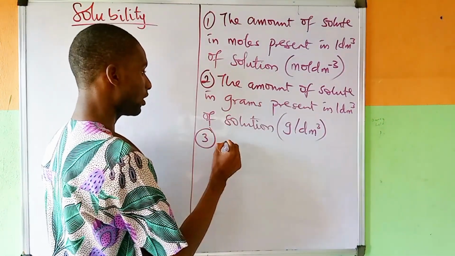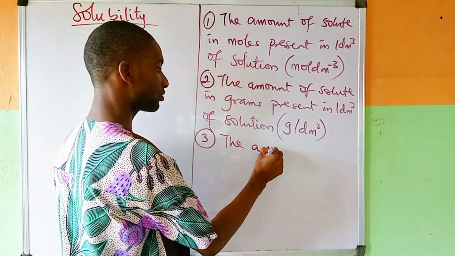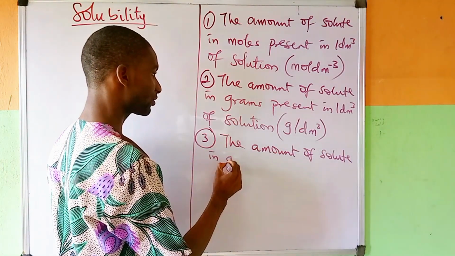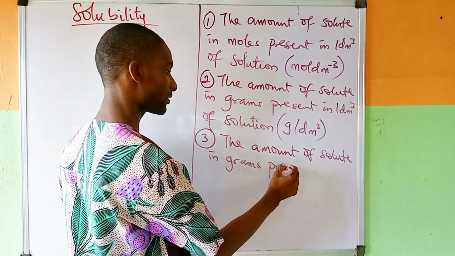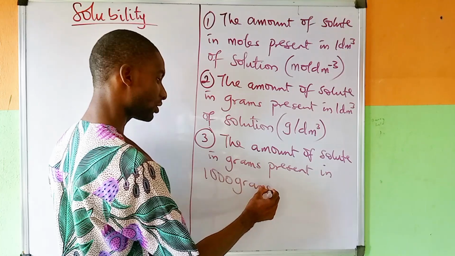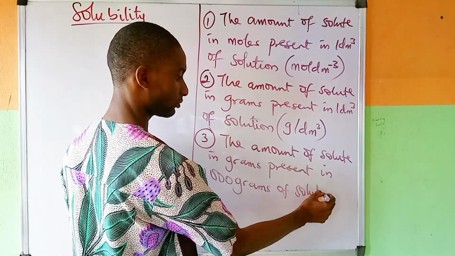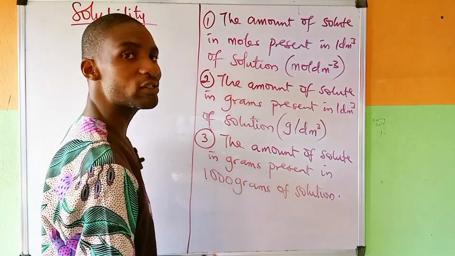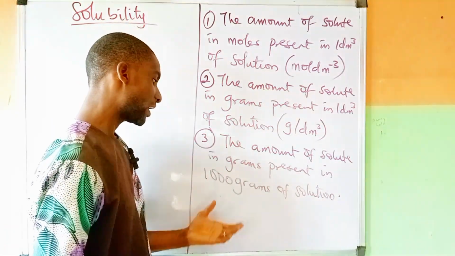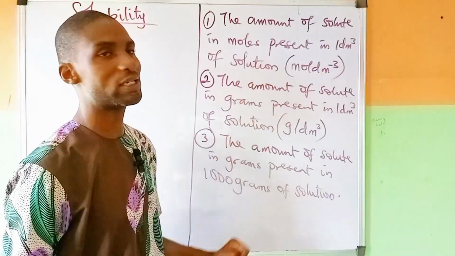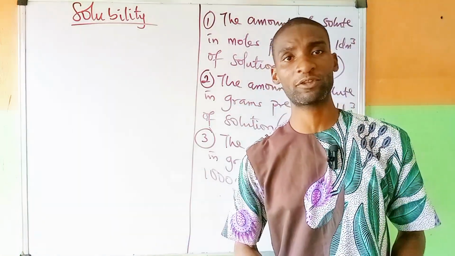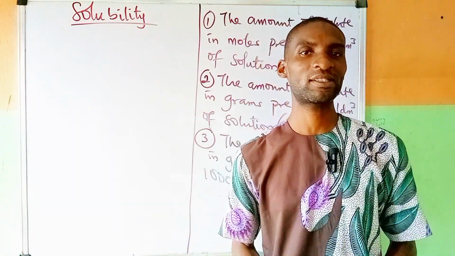And there's a third one, which is the amount of solute in grams present in 1000 grams of solution. And this is your calculation in gram per 1000 grams. So, having understood this, let us try to look at what the formulas are. I'm going to use this to derive a formula for you, which you would use to calculate your solubility.